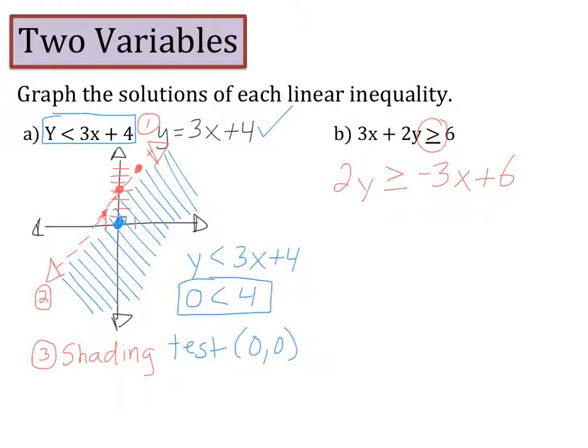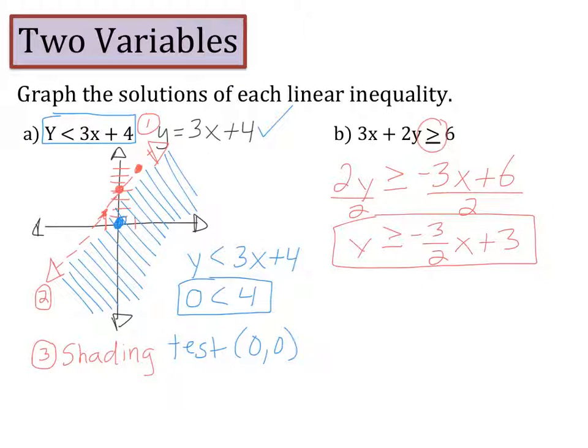And then I'll divide both sides by 2. So now I have y is greater than or equal to negative 3/2 x plus 3. Okay. Now this should be easier to graph.